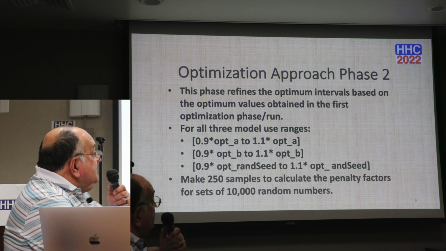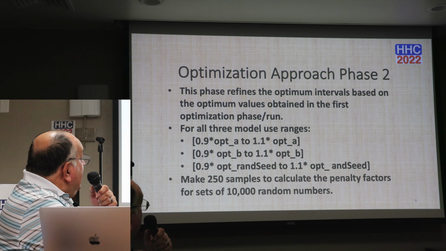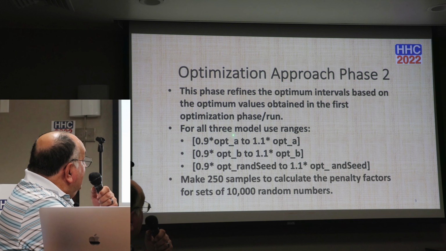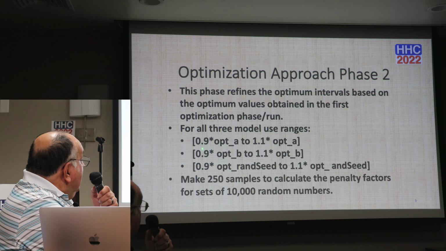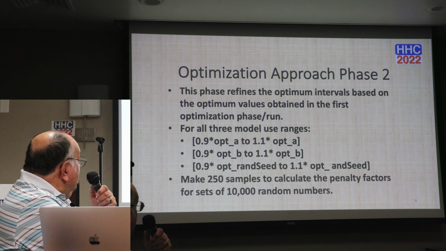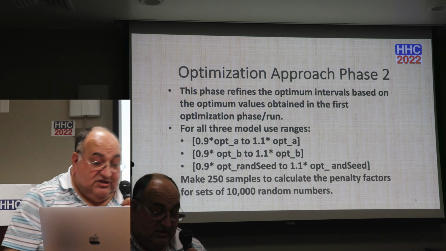In the second phase, I take the optimum value and create somewhat narrower intervals. I take the optimum values of A, B, and the initial seed, and multiply them by 0.9 to get the lower range, and by 1.1 to get the upper range. So these are tighter intervals. Again, I do 250 samples each, and I calculate the penalty factor. So it's 250 times 4, 10,000 random numbers each.